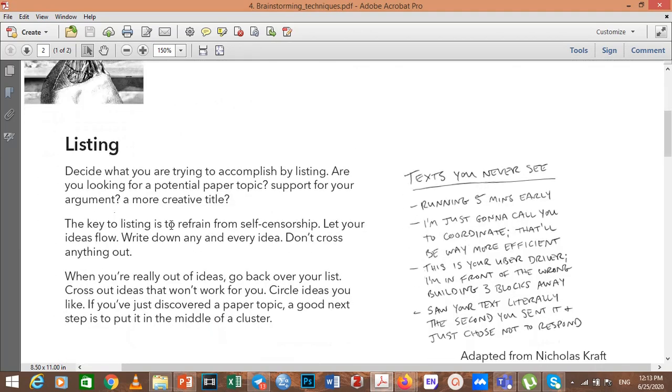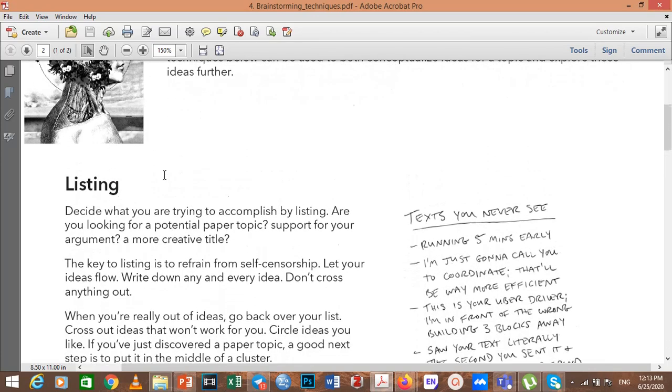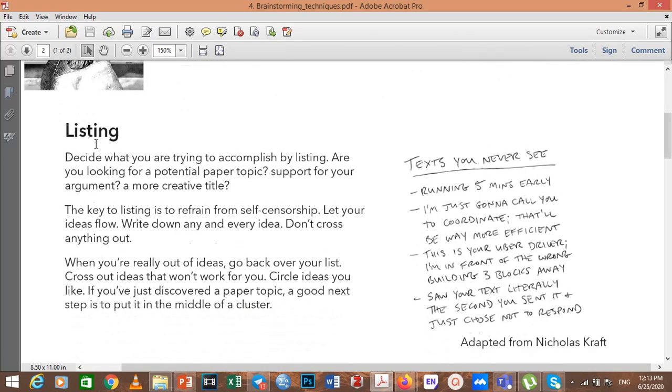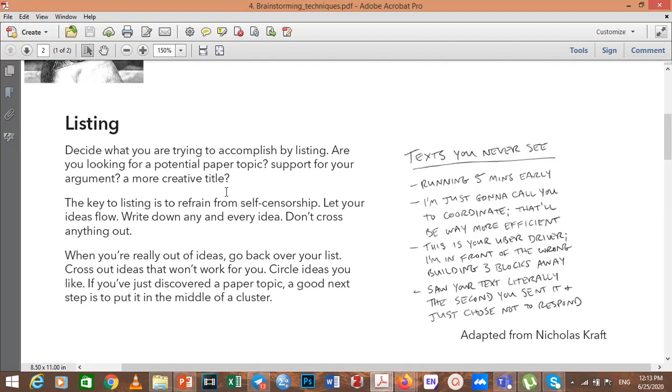Number one, listing. This is the first technique. You can decide what you are trying to accomplish by listing. Are you looking for a potential paper topic, support for your arguments, or a more creative title? The key to listing is to refrain from self-censorship. That's the main point.